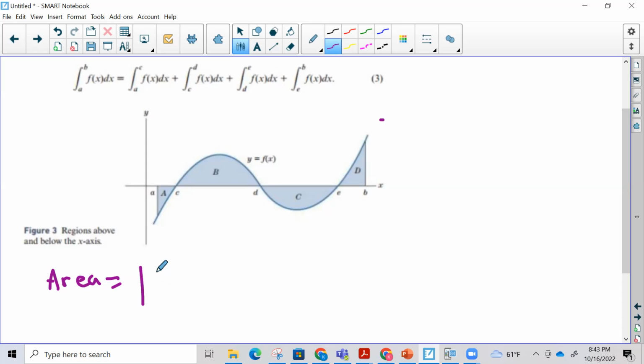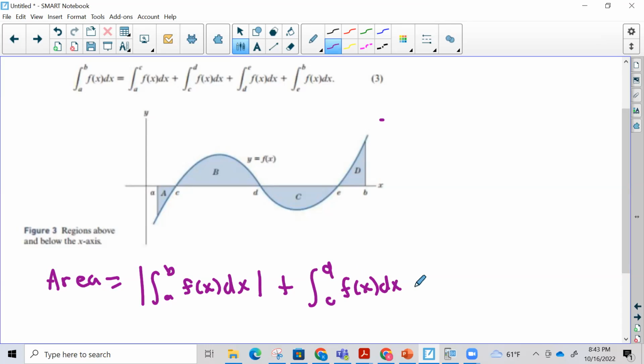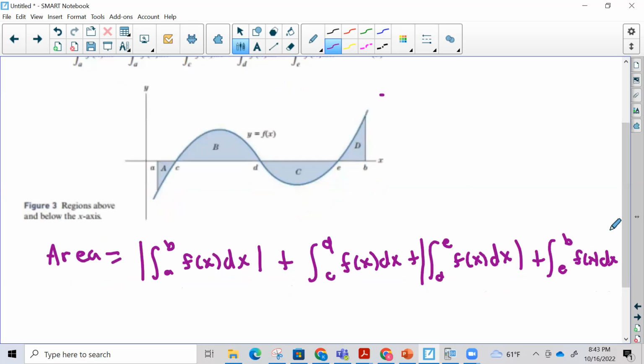So we would be doing the absolute value from a to b of f of x dx. And then we can say the absolute value from c to d as well if you want, but because it's positive, we don't have to. Plus, this one is negative from d to e, so I would have to take the absolute value of this one to get the area. And then our last one from e to b, the function is above the x-axis, so it would just be the same thing as the definite integral.